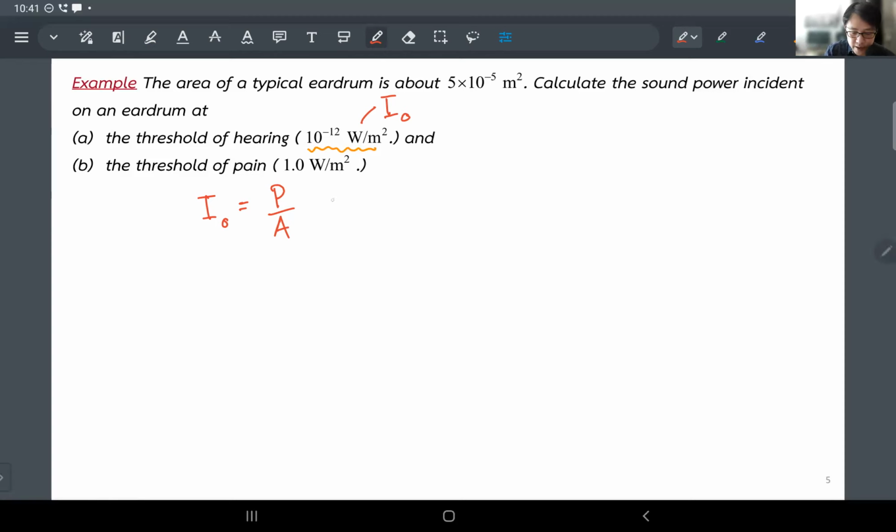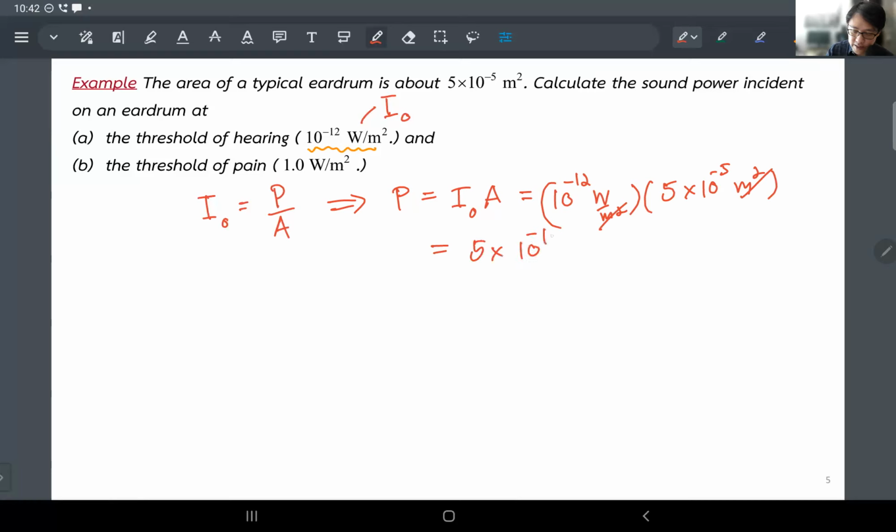That's it. So you can calculate the power to be just the intensity times the area that the sound is falling upon. That is 10 to the negative 12, the intensity, multiplied by the area, which is already in square meters. Perfect. The units cancel, and you get down to watts as the final answer. That is 5 times 10 to the negative 17. That is super small.